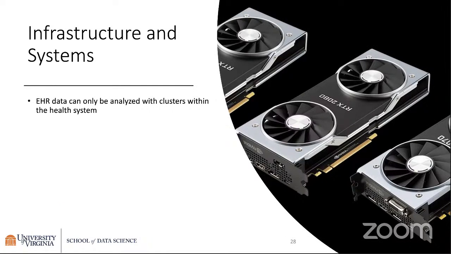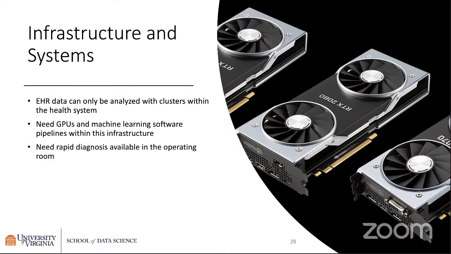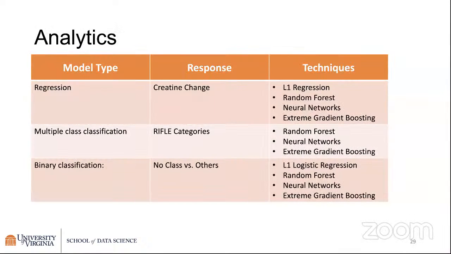Okay, the systems area, we've got a variety of machines that we can use on it. We've got large clusters. Again, we've got GPUs. We need to do this rapidly and provide the results in the operating room if possible. There are 3 major areas that we were looking at: creatinine change, RIFLE categories, no class, which says, hey, look, do something now, or don't worry, it's okay.